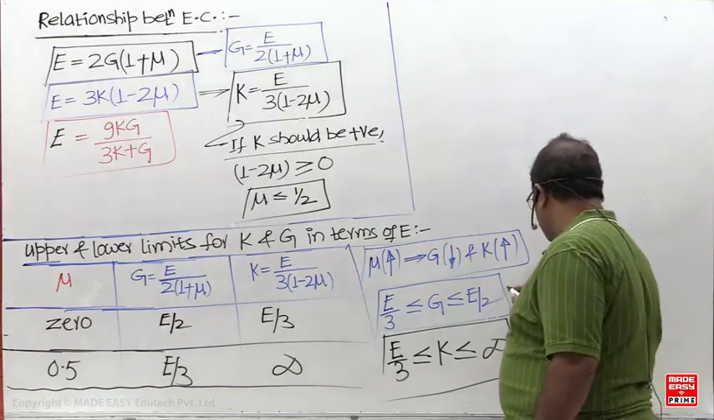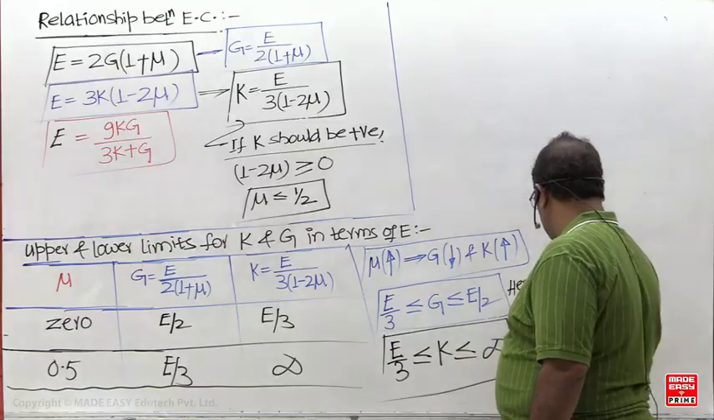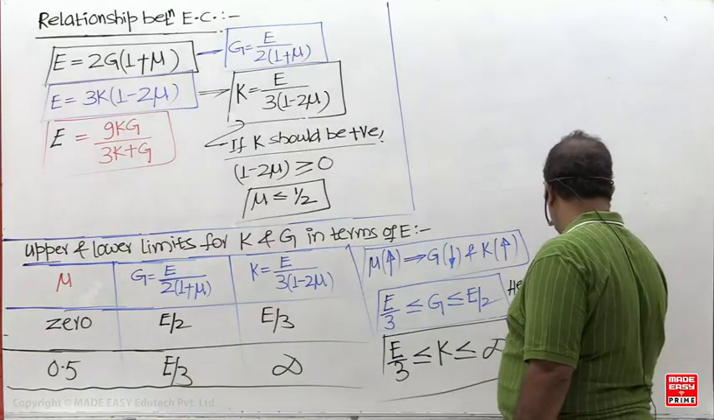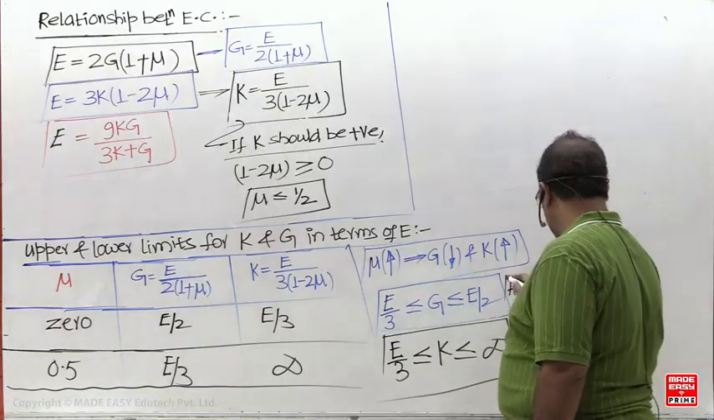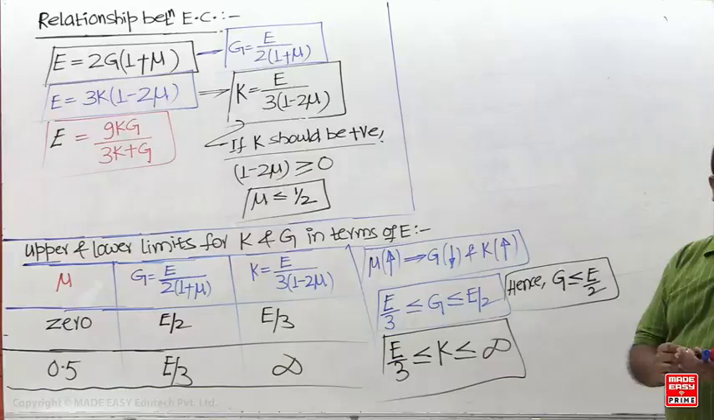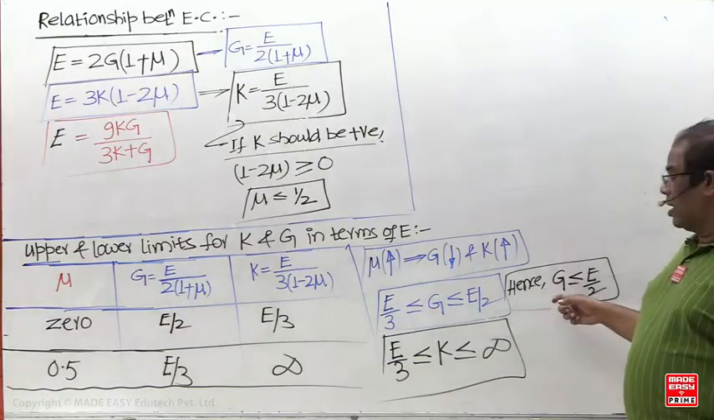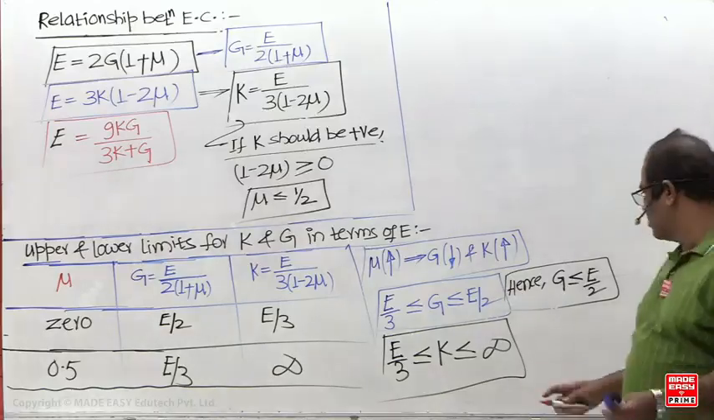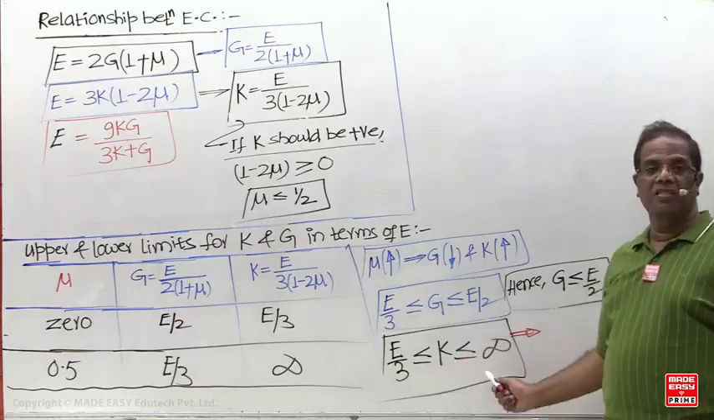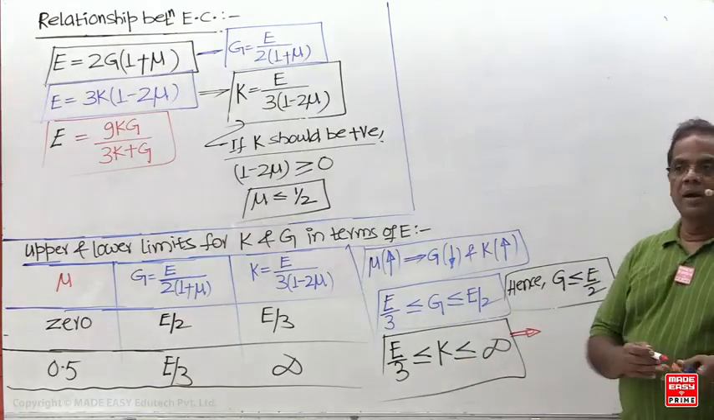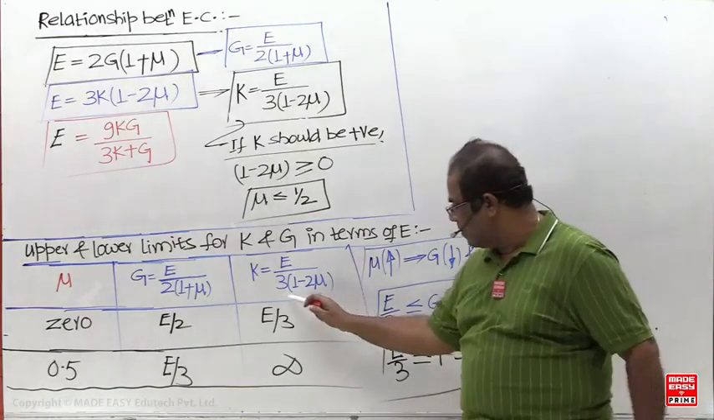So always, is G more or is E more? Always E is more. G will be less than or equal to half of the Young's modulus. Now, is E more or is K more? We don't know. Here G is always less than E by 2. But is K more or E more? You can check it now.